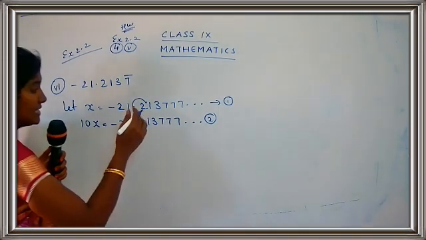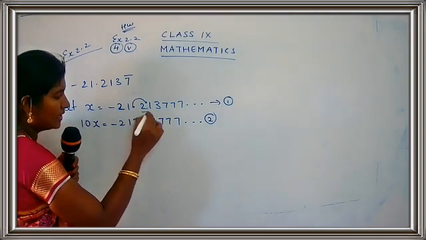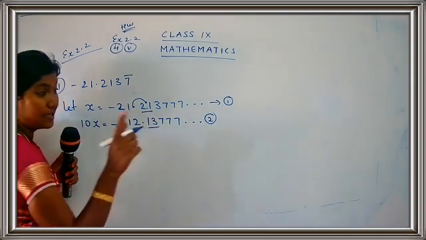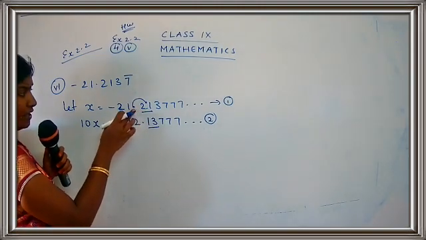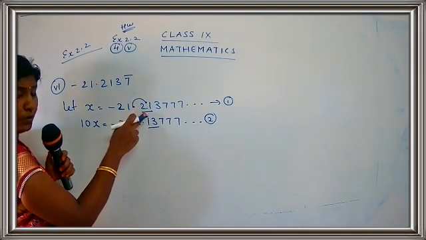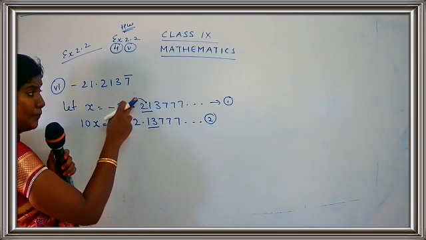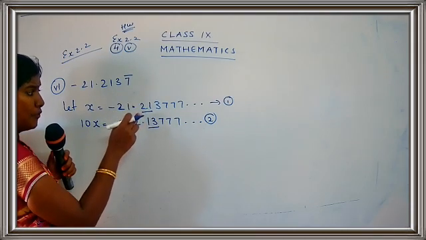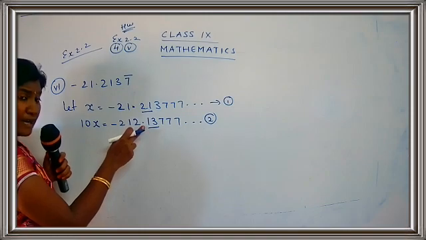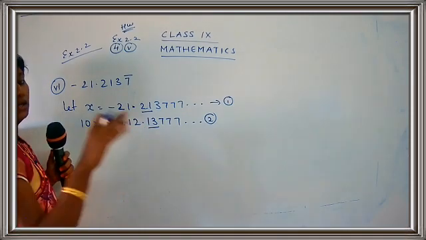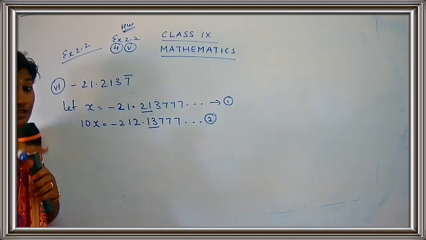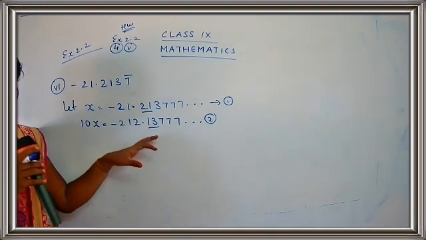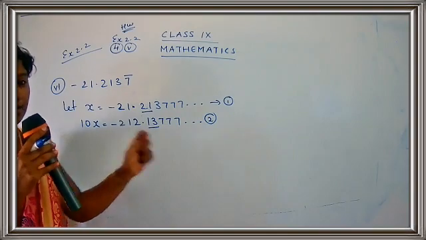Just see the number here. What is the number here? It's 21. And what is the number here? It's 13. So they are different. You have to see the number after the decimal point. It's 21, and the number after the decimal point here is 13. So they are different, and I will not get 00. Mostly we do this so that we get 00 after the decimal point.